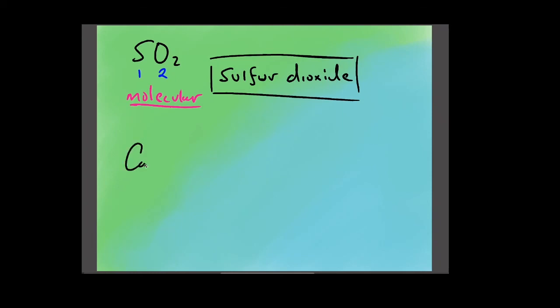Let's try CaCl2. Pause the video if you need to. Hopefully that was enough time. As you can see, there is only 1 Ca atom and 2 Cl atoms. Also note that this is an ionic compound. Therefore, this is calcium chloride. There is no di in front of chloride.